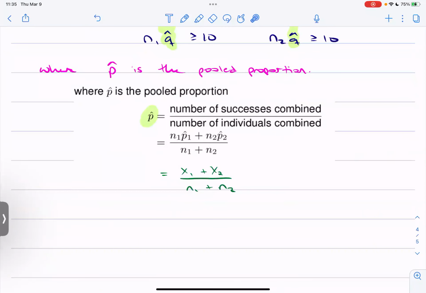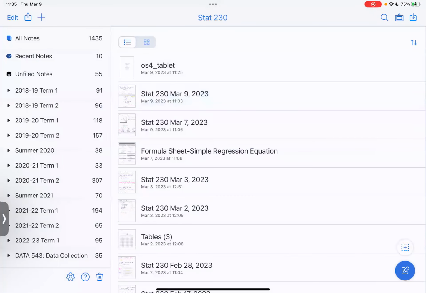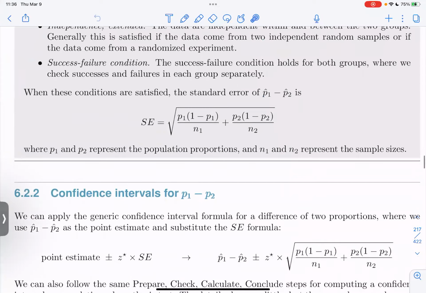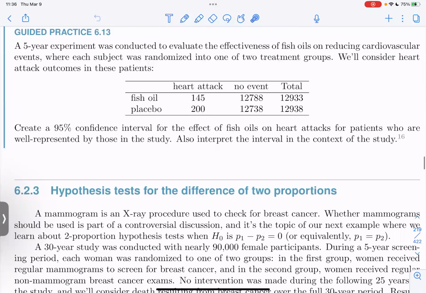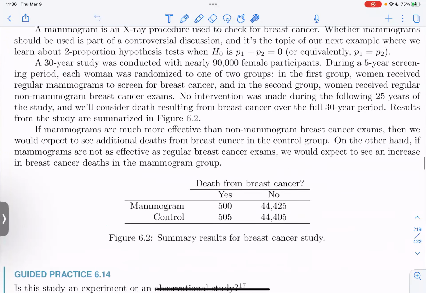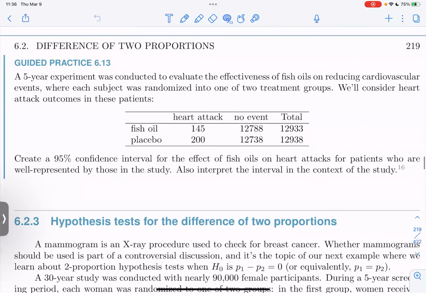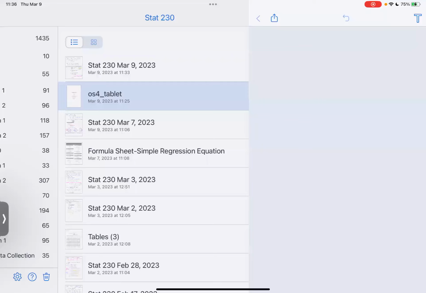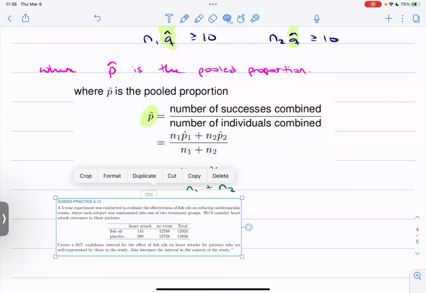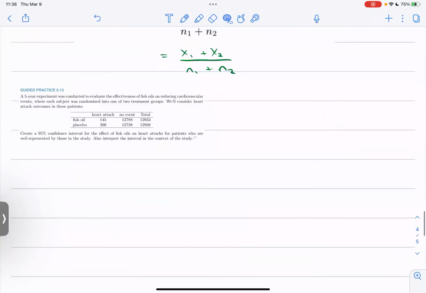let's do an example. It's going to be a confidence interval example, I think. Yes. Where is it? There. It's going to be guided practice 6.13, 6.14 here. This one's kind of fun because there's a lot of things that you could talk about.